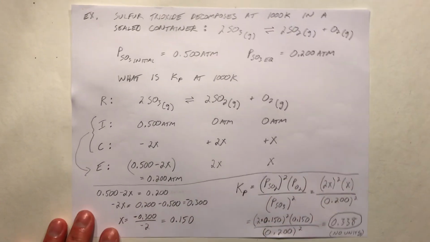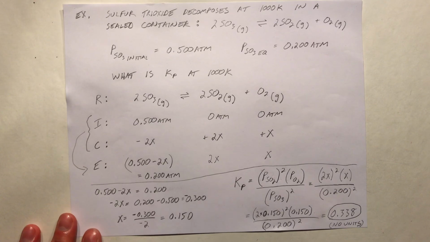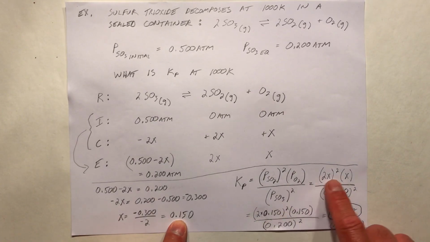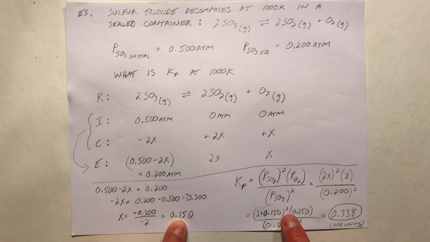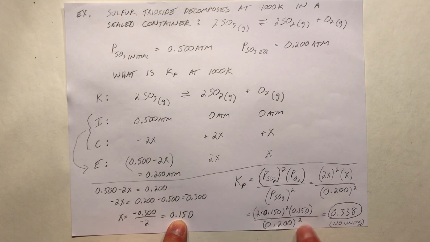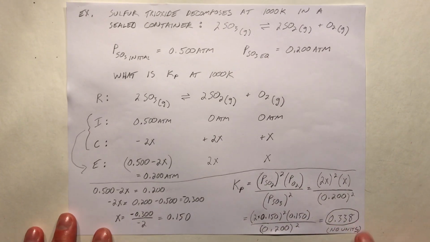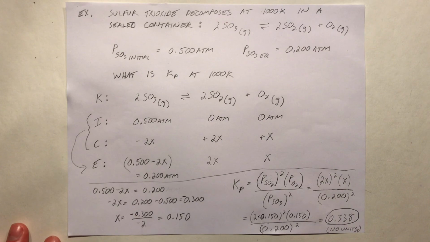So let's plug in our numbers. 2 times x, which is 0.150, squared, multiplied by 0.150, divided by 0.200 squared. Plug that in your calculator, and be careful that you plug that in appropriately, and you get 0.338 as our unitless value for Kp.